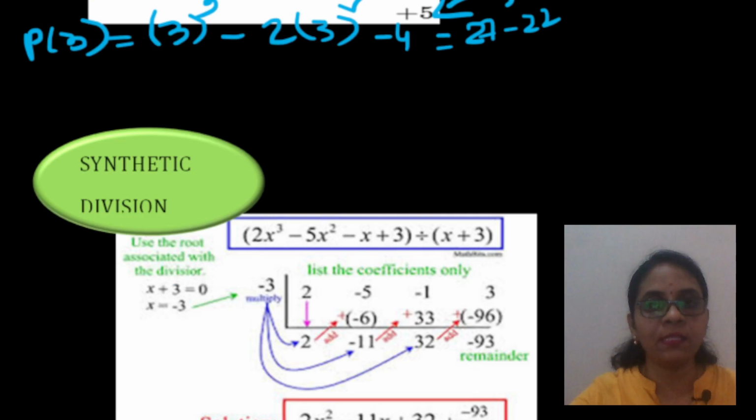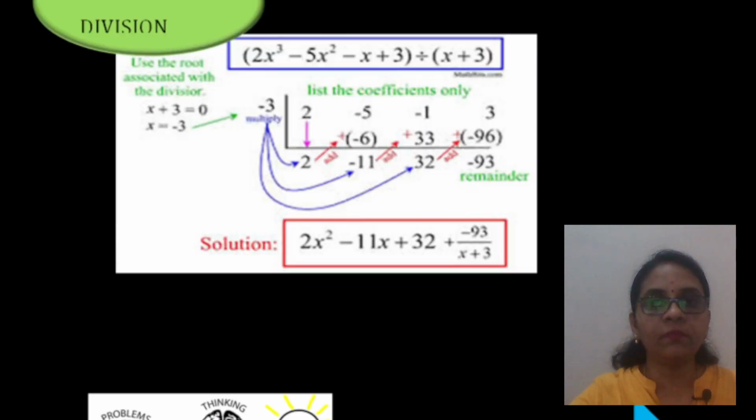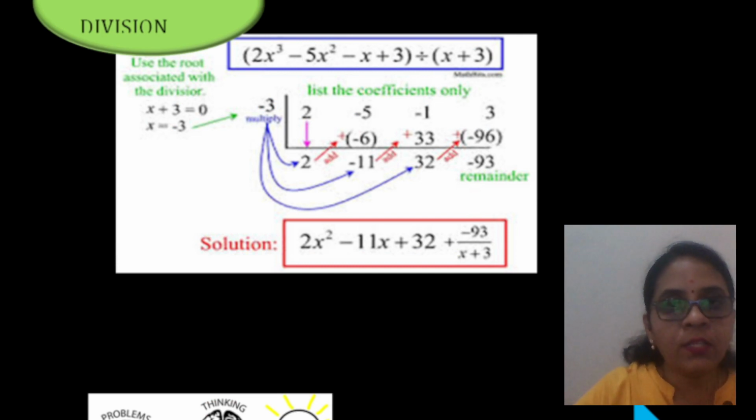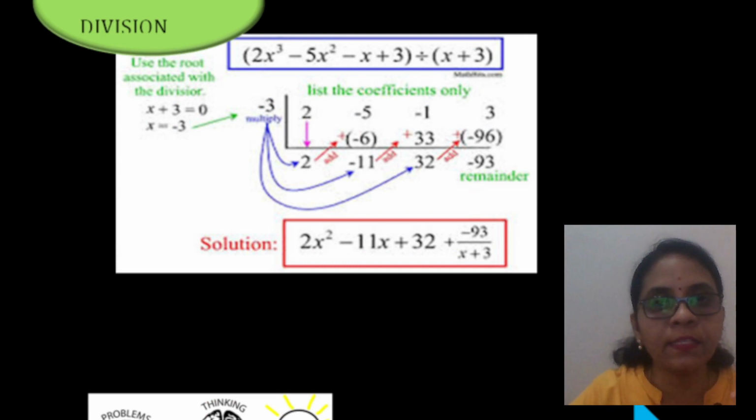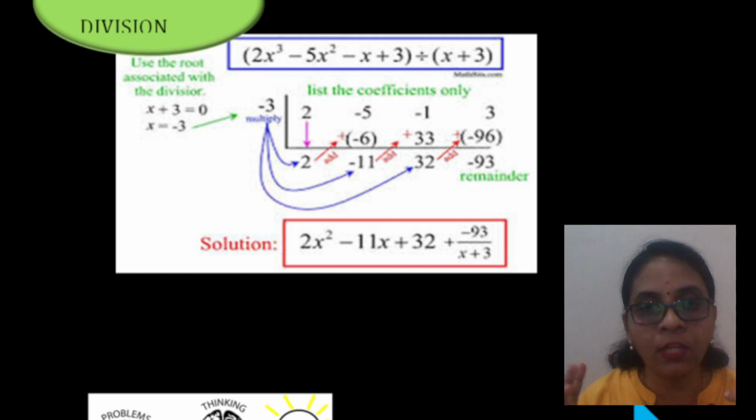Really simple children, synthetic division. So, synthetic division, here it is 2x cube minus 5x square minus x plus 3, and that is your dividend, and your divisor is x plus 3. Okay. So, as usual, equate x plus 3 to 0. What is the value of x? X is equal to minus 3. Keep that in your mind.